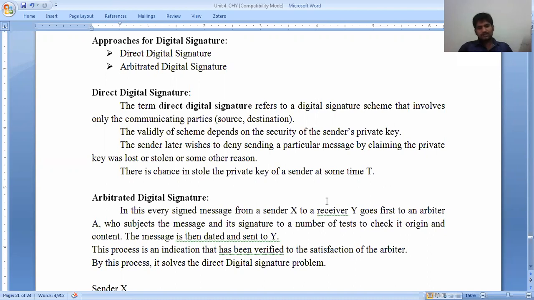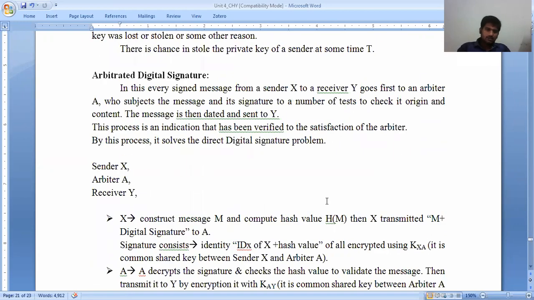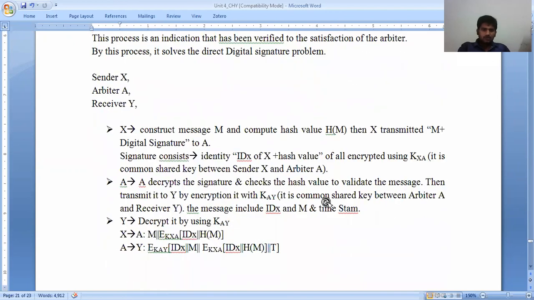So in direct signature, only two parties are involved. Here the third party is something we can avoid in the direct process. So here we have sender X, arbiter A, and receiver Y. We have some mathematical functions where we can organize this. X constructs the message M and computes the hash value H of M, and X transmits M plus the digital signature.